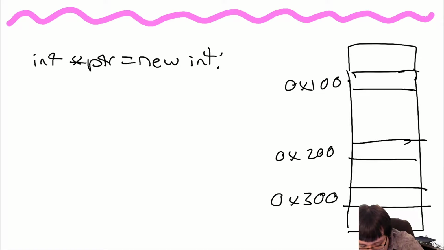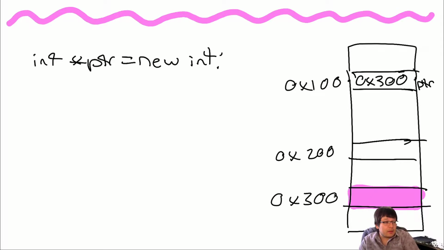I'm going to go ahead and give you this piece of memory right here, address 300, okay? So now PTR, which has to be held somewhere as well, we'll say it's held in address 100, so this is PTR now. That is going to get stored the address that you got from new, which is that, okay? So the operating system takes address 300 in hex and sends it over to PTR to store.